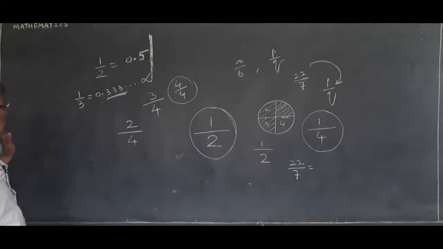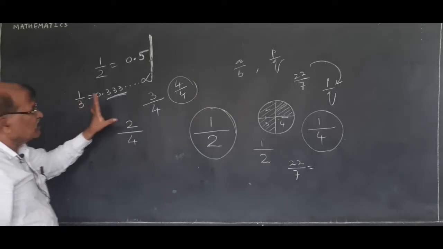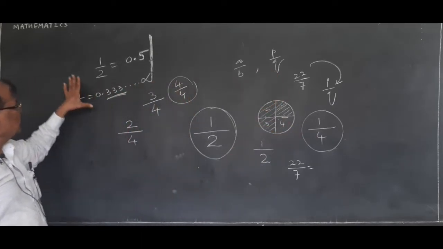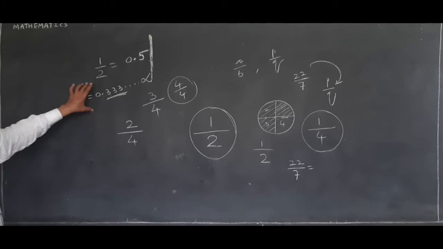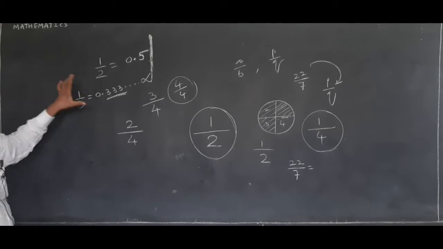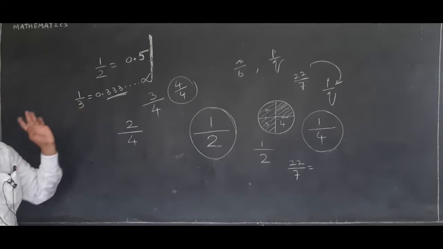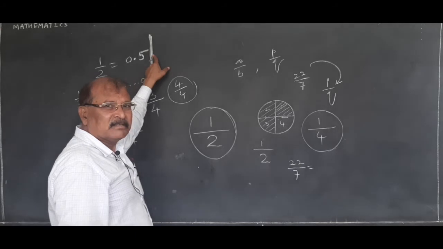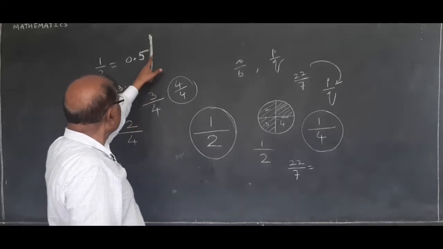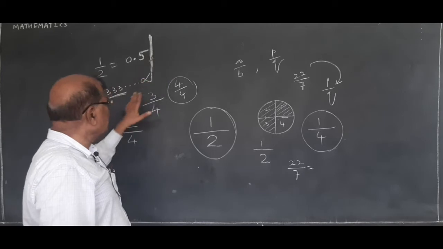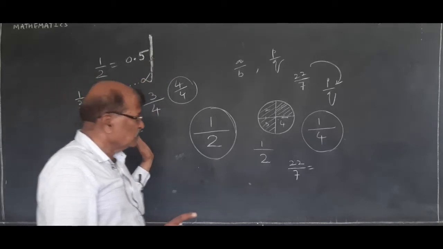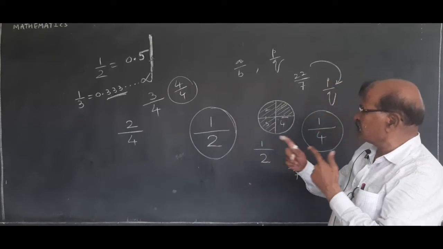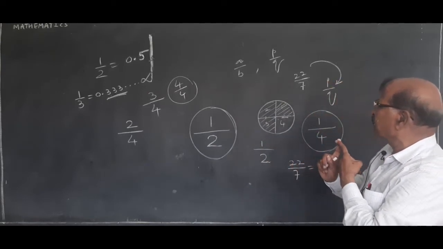So we will take the definition instead of taking p by q. The best definition is in terms of decimal notation. A rational number is a decimal number which is either terminating or non-terminating recurring. That's enough. Now let us discuss the definition of a rational number.